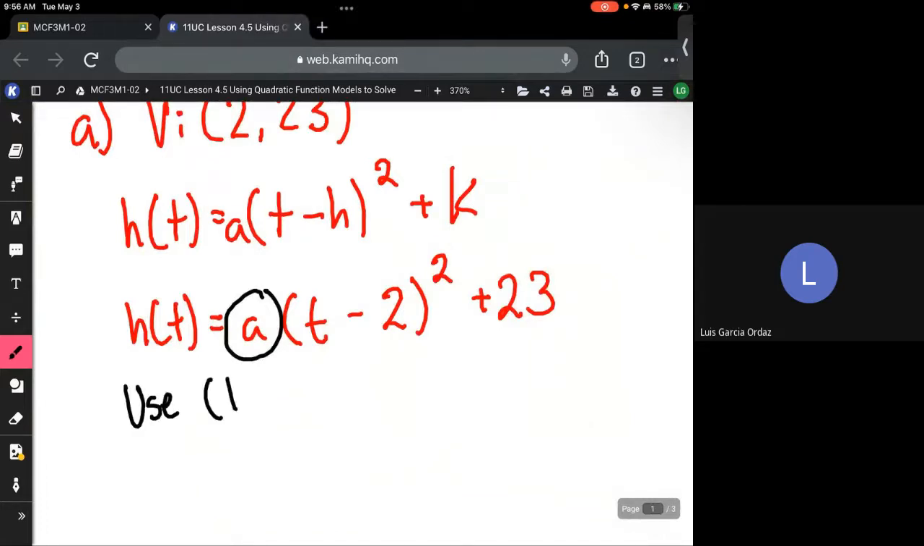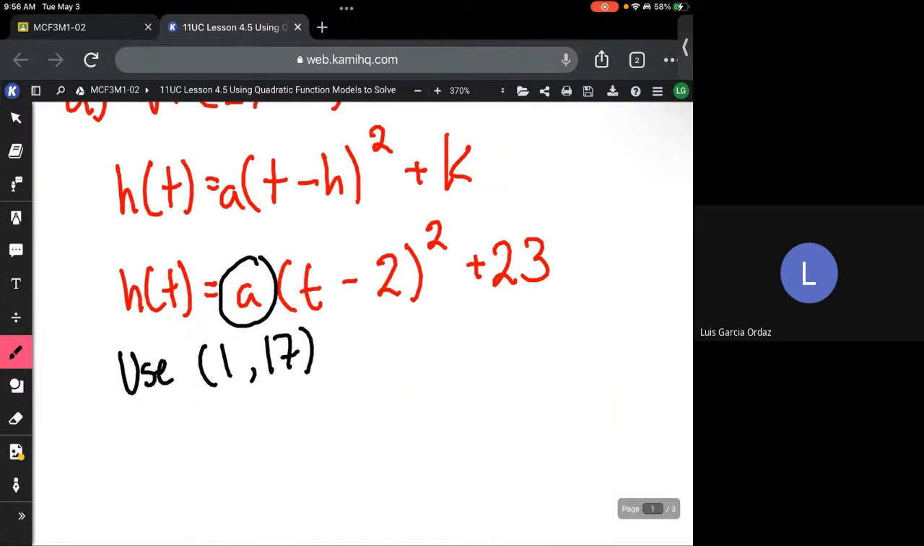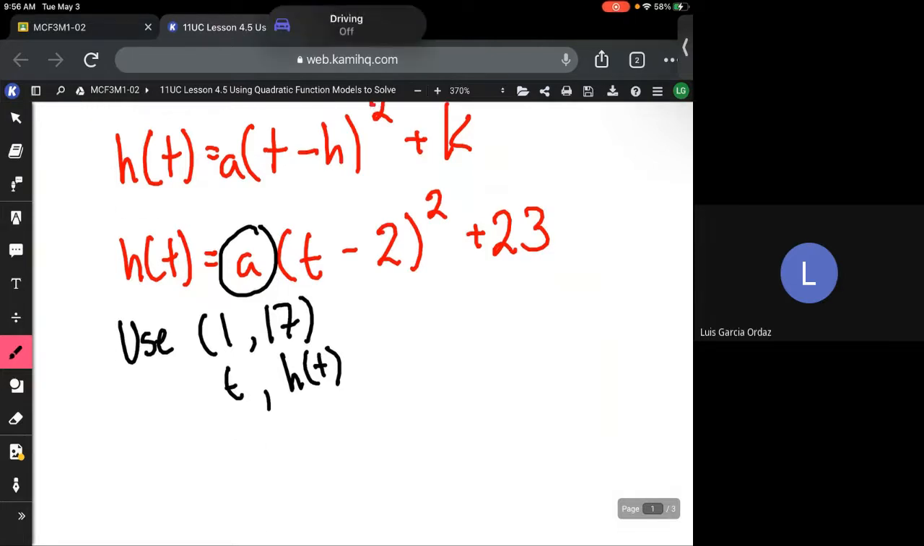So how do we know what a is? We have to plug in the coordinate. So 1 and 17, which one is my t and which one is my h? Which one represents time, 1 or 17? Rita? No, which one represents time? The 1. And 17 represents my height. How do we know? Oh, because of the graph. Yeah. So wherever I see t, I'm going to plug in 1. And wherever I see h of t, I'm going to plug in 17.